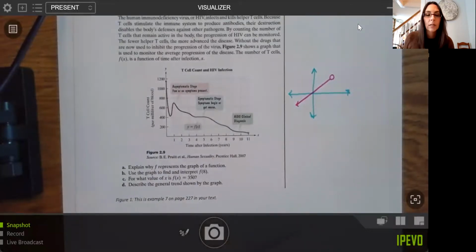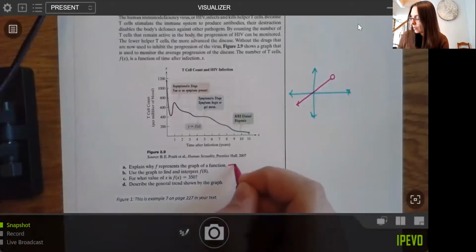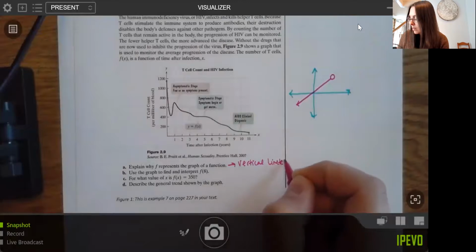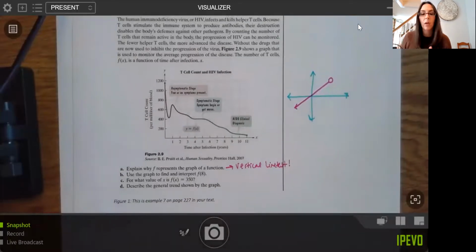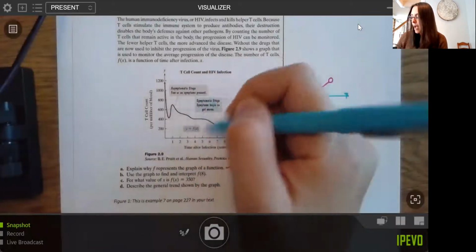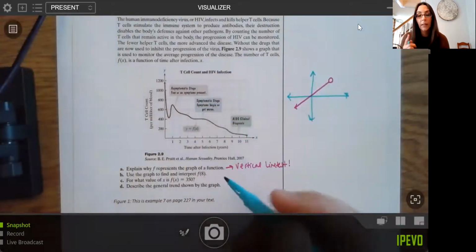So let's answer the questions. First, we're going to explain why f represents the graph of a function. And the way we can do that is you can use your vertical line test. So if I use my vertical line test and I try to draw vertical lines all through this, if I draw a vertical line here or here or here, I'm only ever going to hit the graph one time.